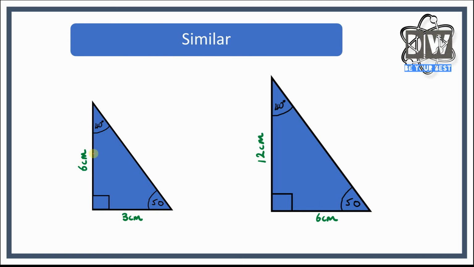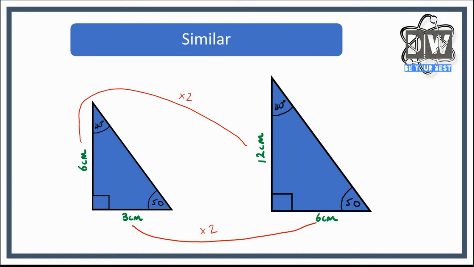So what have we done to get from 6 to 12? We've times by 2. What have we done to get 3 to 6? We've times by 2. So it has a scale factor of enlargement equaling 2 because it's twice the size in every way. Just remember, just because it's twice the length doesn't mean that the angles will change. That's something that a lot of people struggle with.